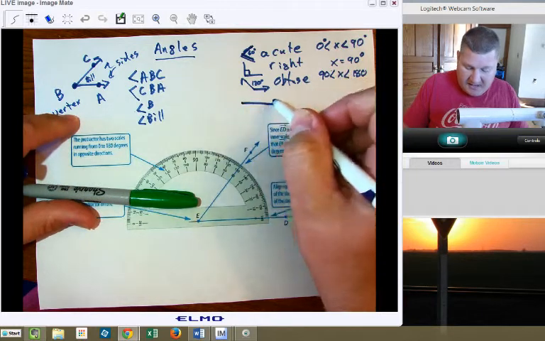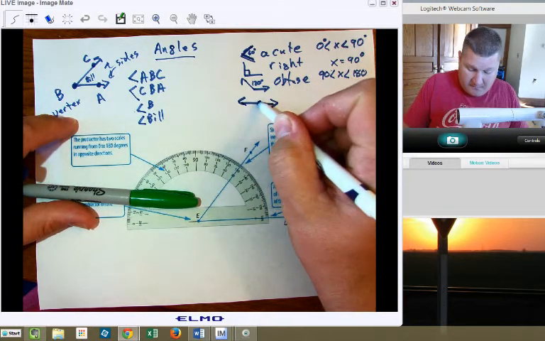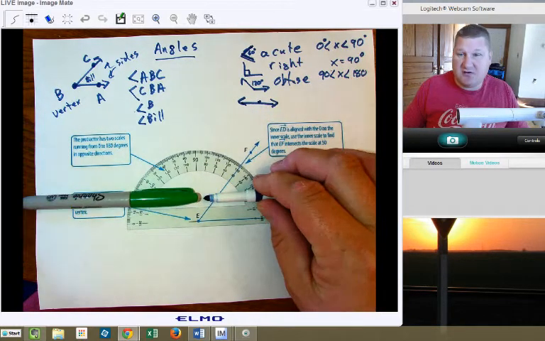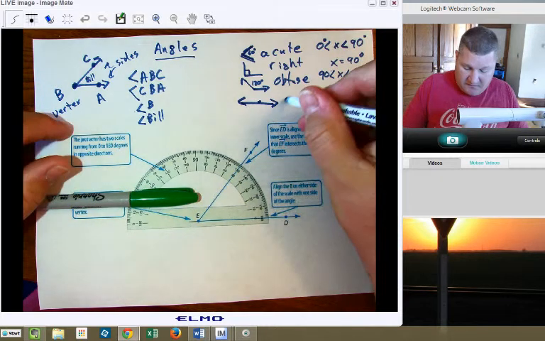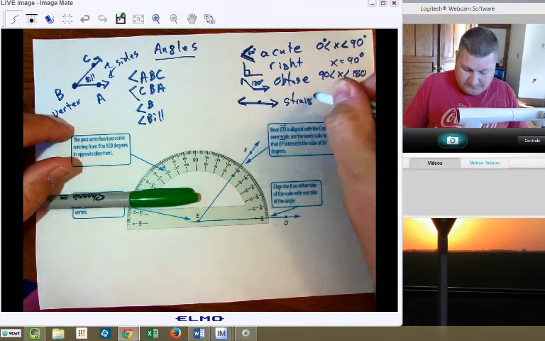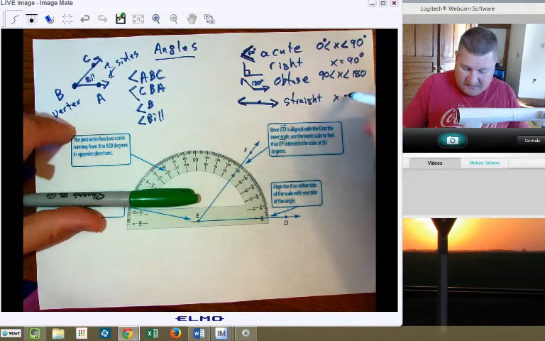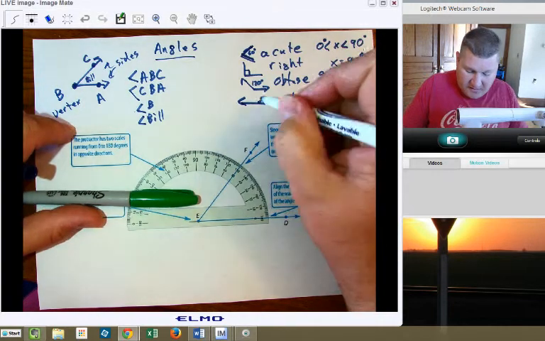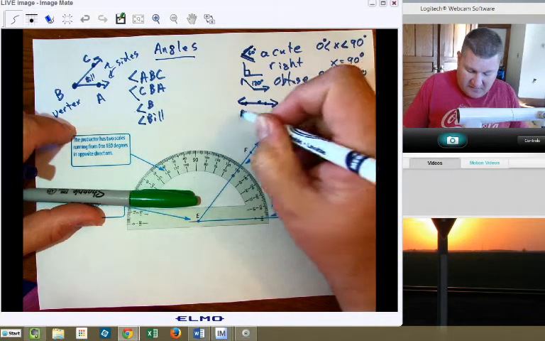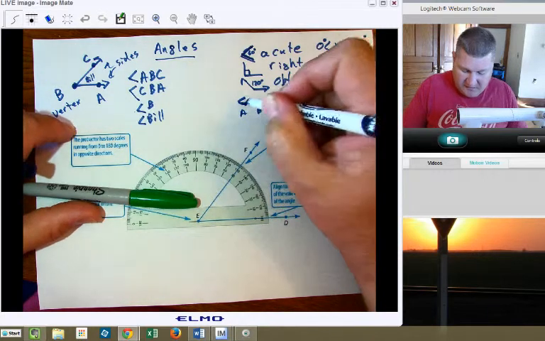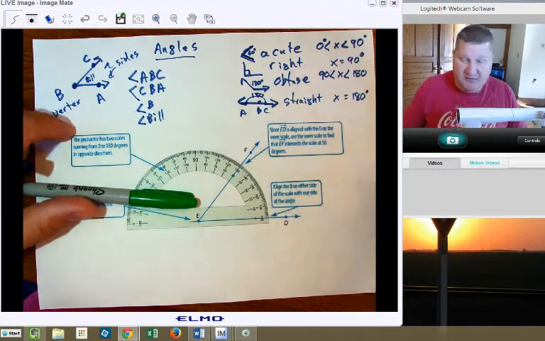But any angle that is entirely straight across is called a straight angle. And that's where x equals 180 degrees. So in this case, you would have ABC, but ABC, the whole thing is 180 degrees.